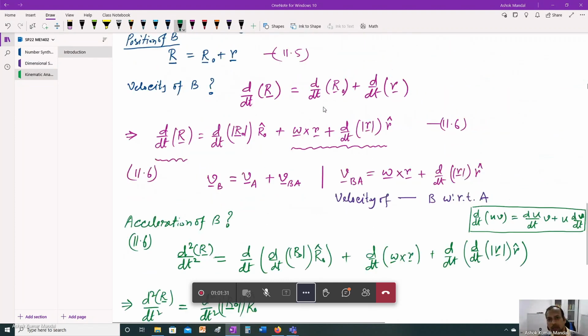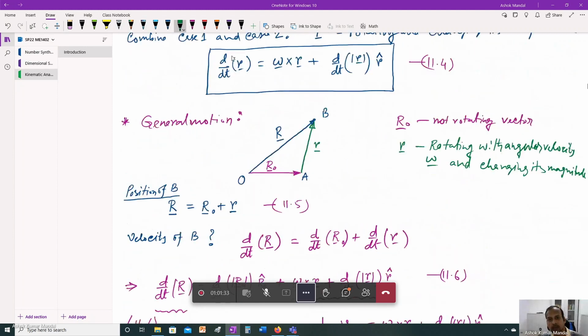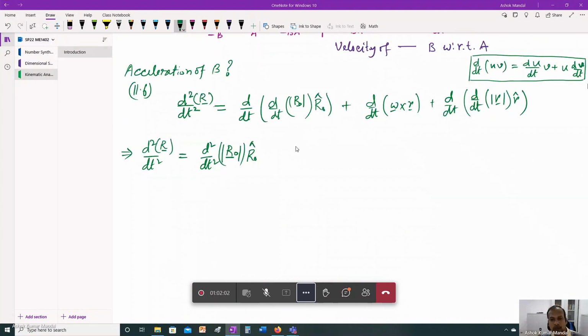If you go back to our definition of the derivative of a vector and put a unit vector here, then the first quantity is omega cross that unit vector. What is the omega for this unit vector? It is 0. R0 is not a rotating vector, so this quantity would give you 0. And what is the derivative of the magnitude of a unit vector? 0. So that is why we have not written the second term.